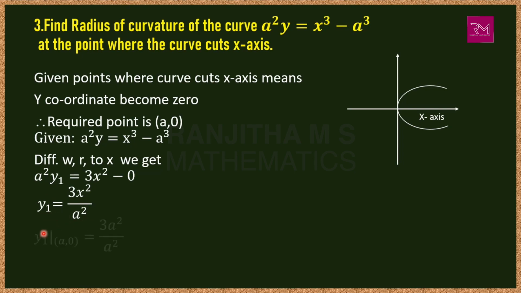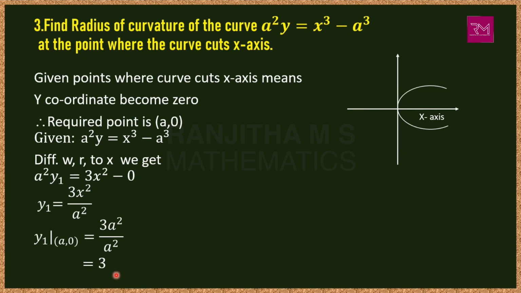In the next step, we have to find y1 at the point (a, 0). Substituting x value as a and y value as 0, we get 3a square divided by a square. Here a square gets cancelled. Hence we get y1 value as 3. This is our y1 value.